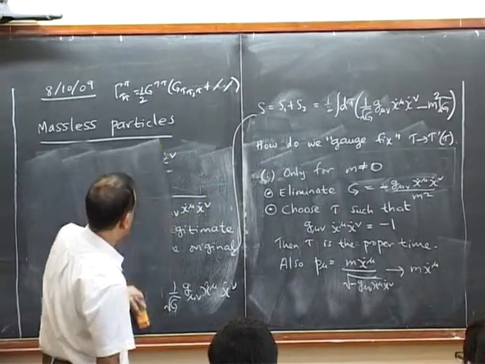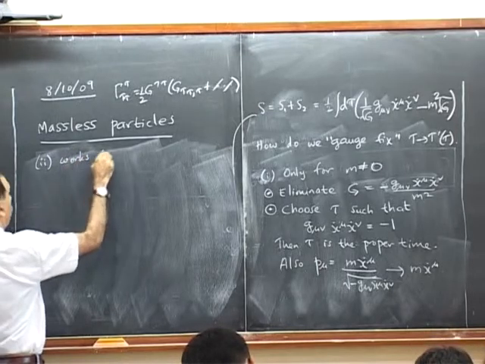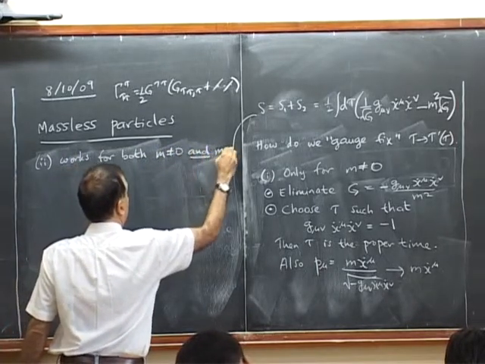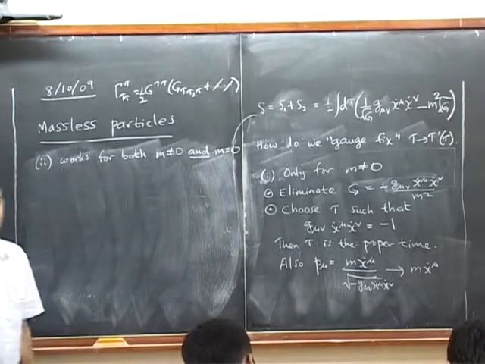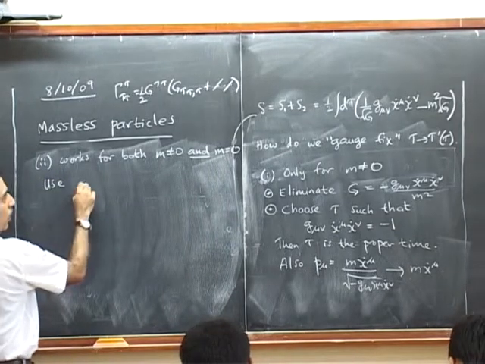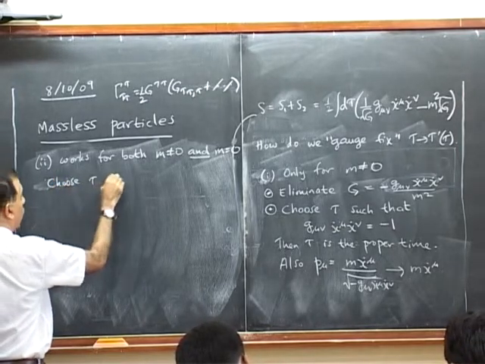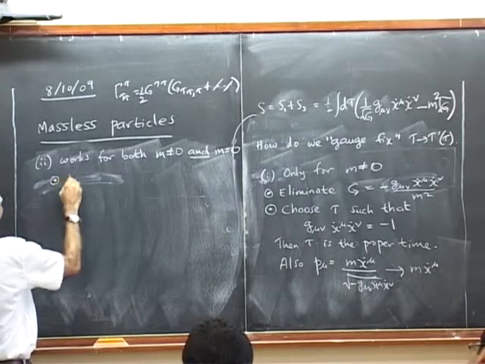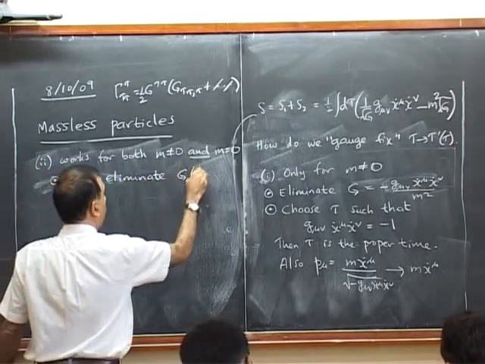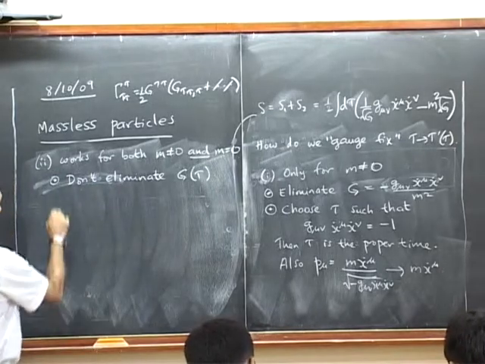Here's the second way. And the second way works for both m not equal to 0 and m equal to 0. So it's more powerful in that sense. It works both ways, it doesn't distinguish. Choose tau, so don't eliminate G. Of course, when m is 0, we didn't know how to eliminate G anyway. So we are saying, don't even think of eliminating G.